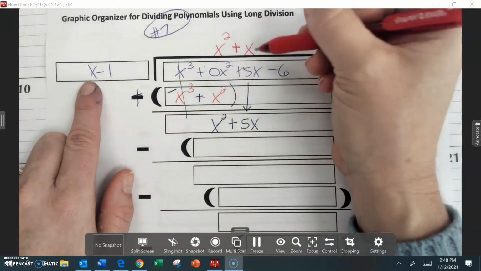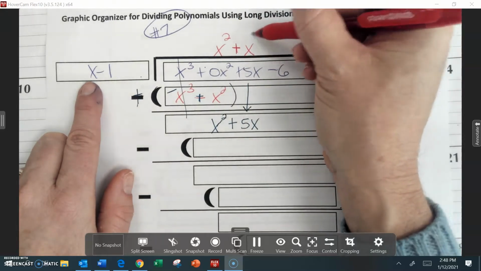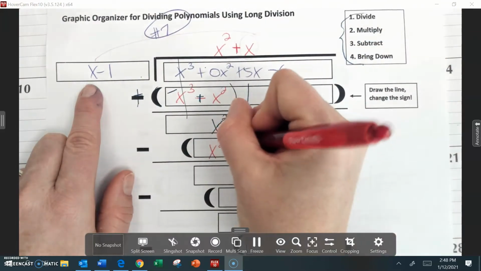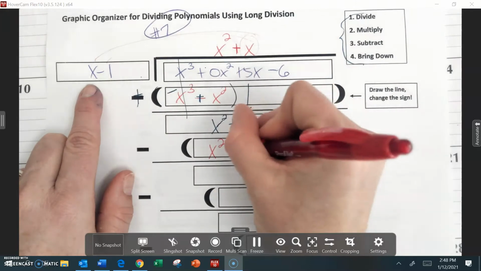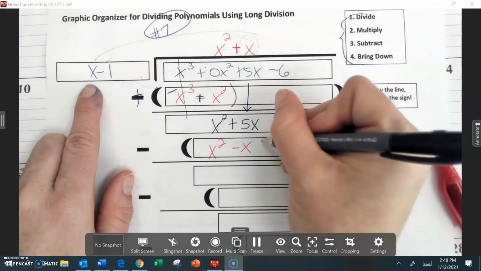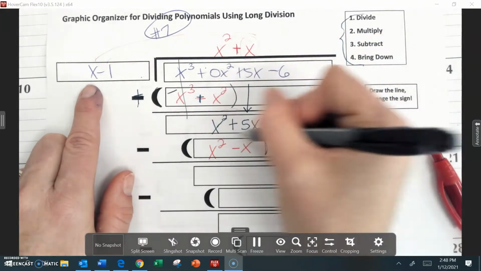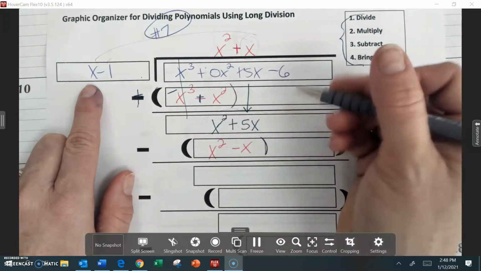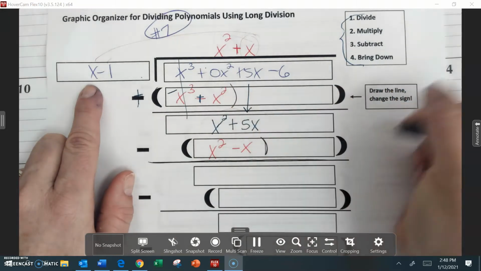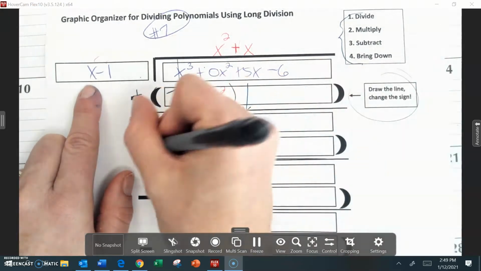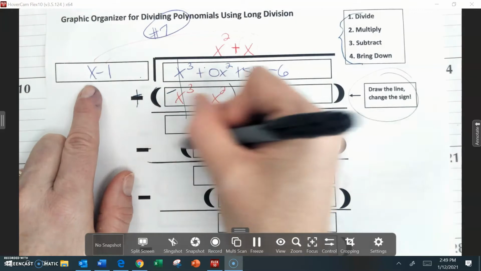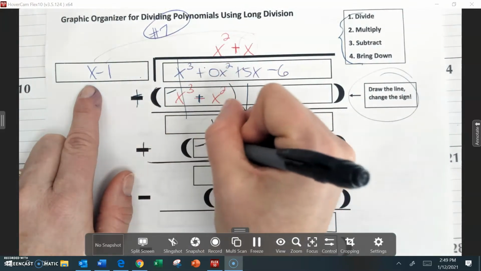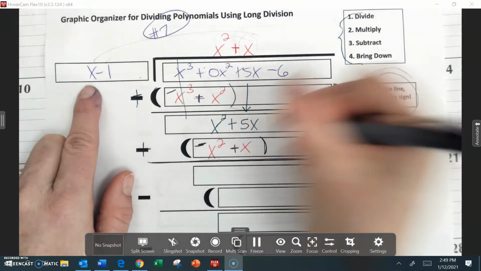Notice that your x's are aligned. So now we're going to distribute and get x times x, which is x squared. X times a negative 1 is minus x. Remember, you're subtracting this binomial, or you're taking x squared plus 5x minus this binomial. So that's why it says draw the line, change the sign right here, because even though we're subtracting, we have to distribute that negative. And I just like to add a plus sign. That means that becomes negative and that's positive.